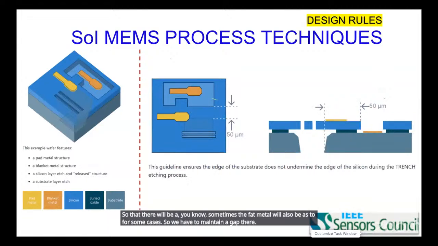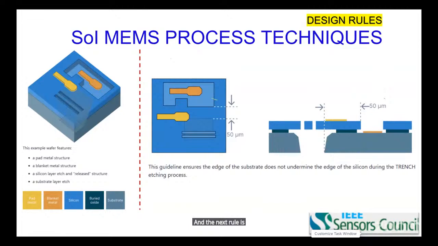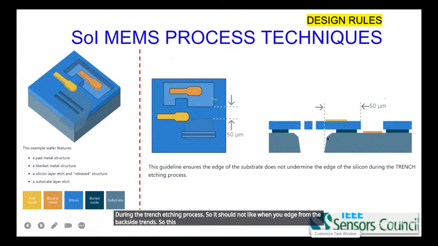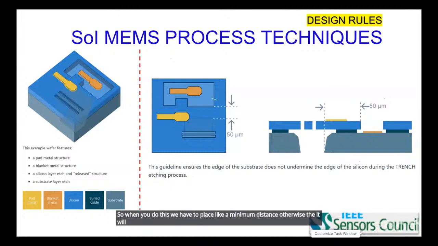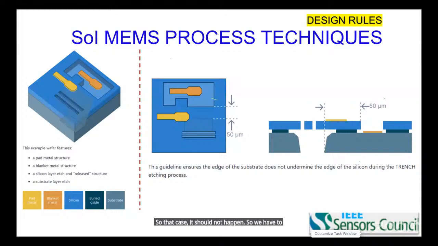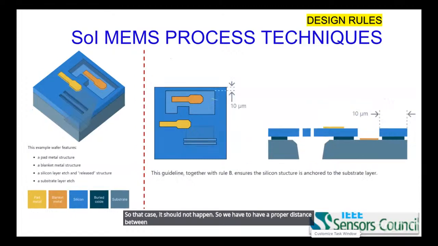And the next rule is, the edges of the substrate should not undermine the edge of the silicon during the trench etching process. So when you etch from the backside trench, this is actually called a trench, as I mentioned earlier, a complete trench in the substrate. When you do this, we have to place a minimum distance. Otherwise, it will undermine the edge of the silicon also. That should not happen, so we have to have a proper distance between these things.